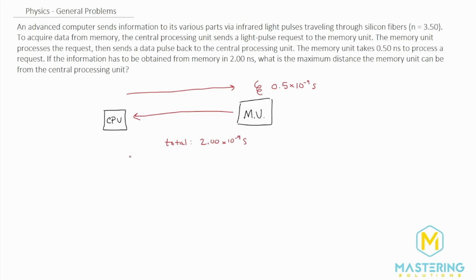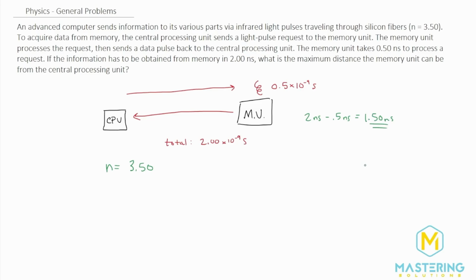They also tell us that the index of refraction of the silicon fibers that they're using is 3.50, and we'll see why in a moment. First off, we need to figure out how much time we have available for just the traveling. So we have 2 nanoseconds minus a half of a nanosecond. So the travel time is 1.5 nanoseconds that we have available.